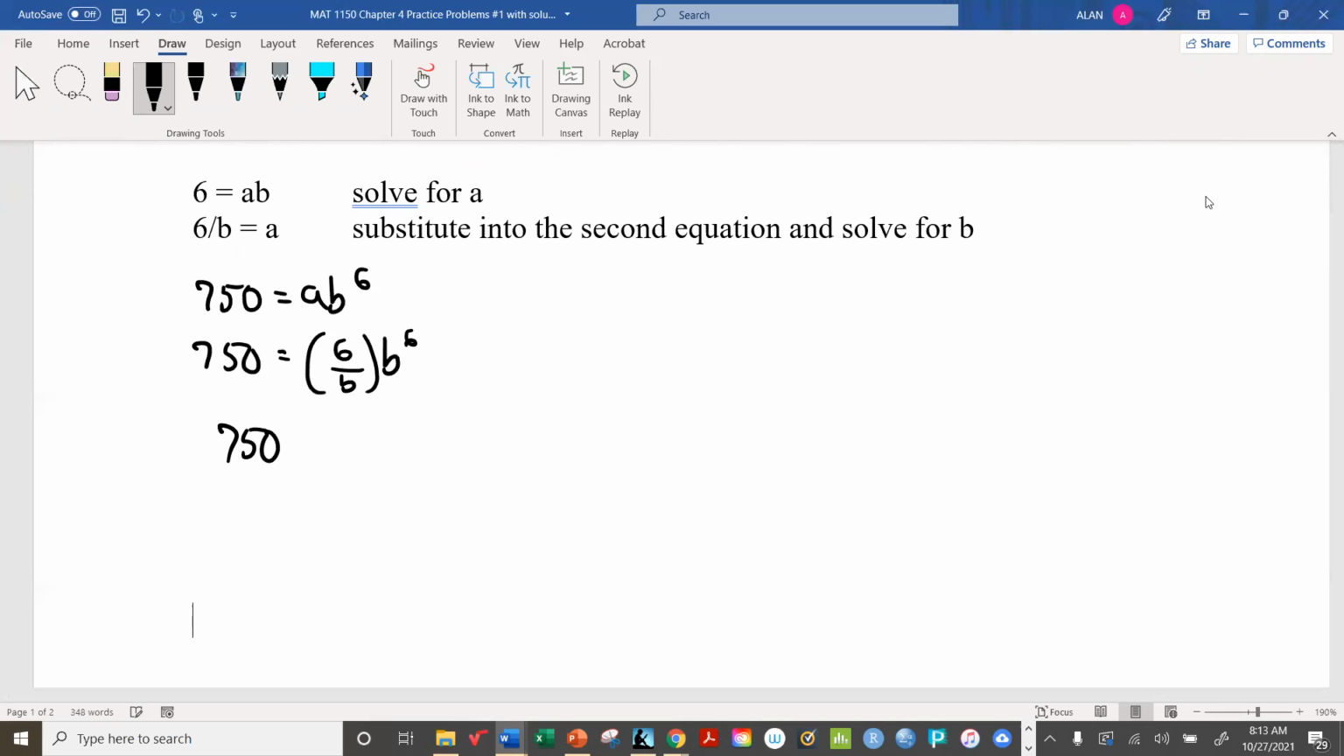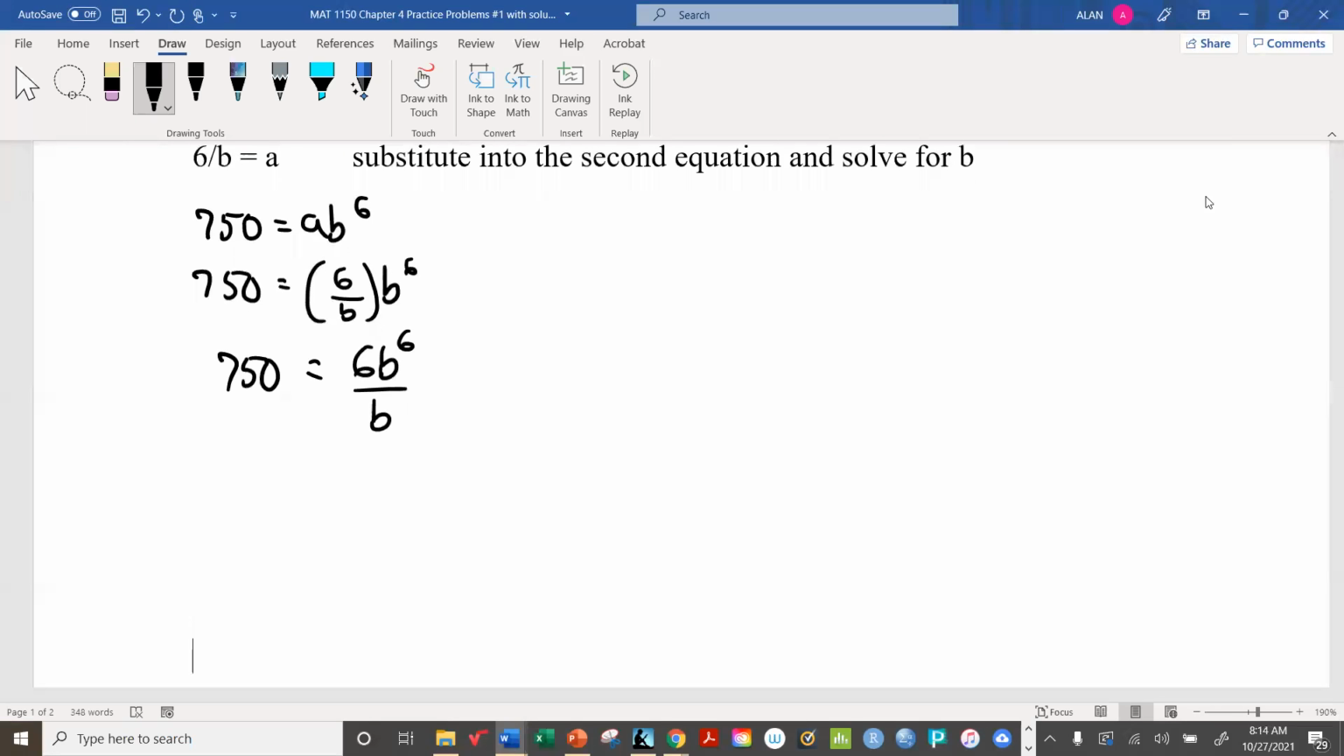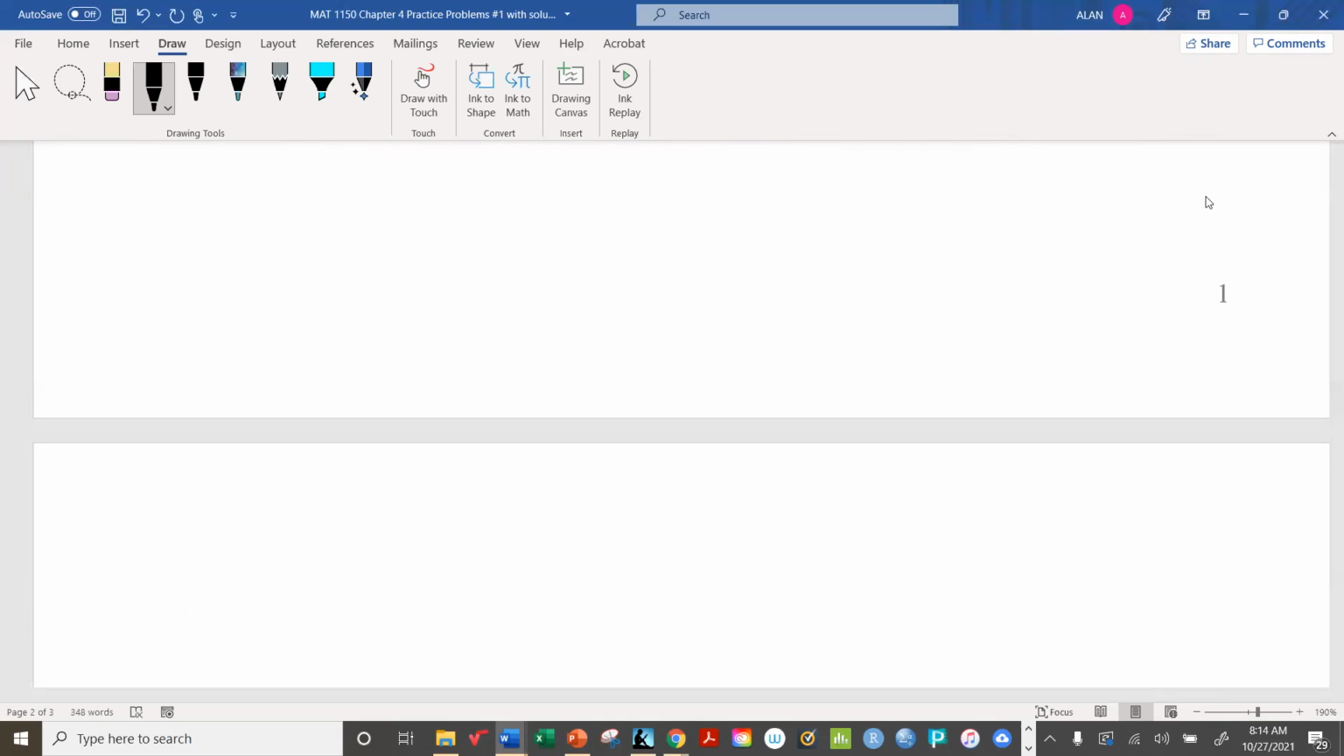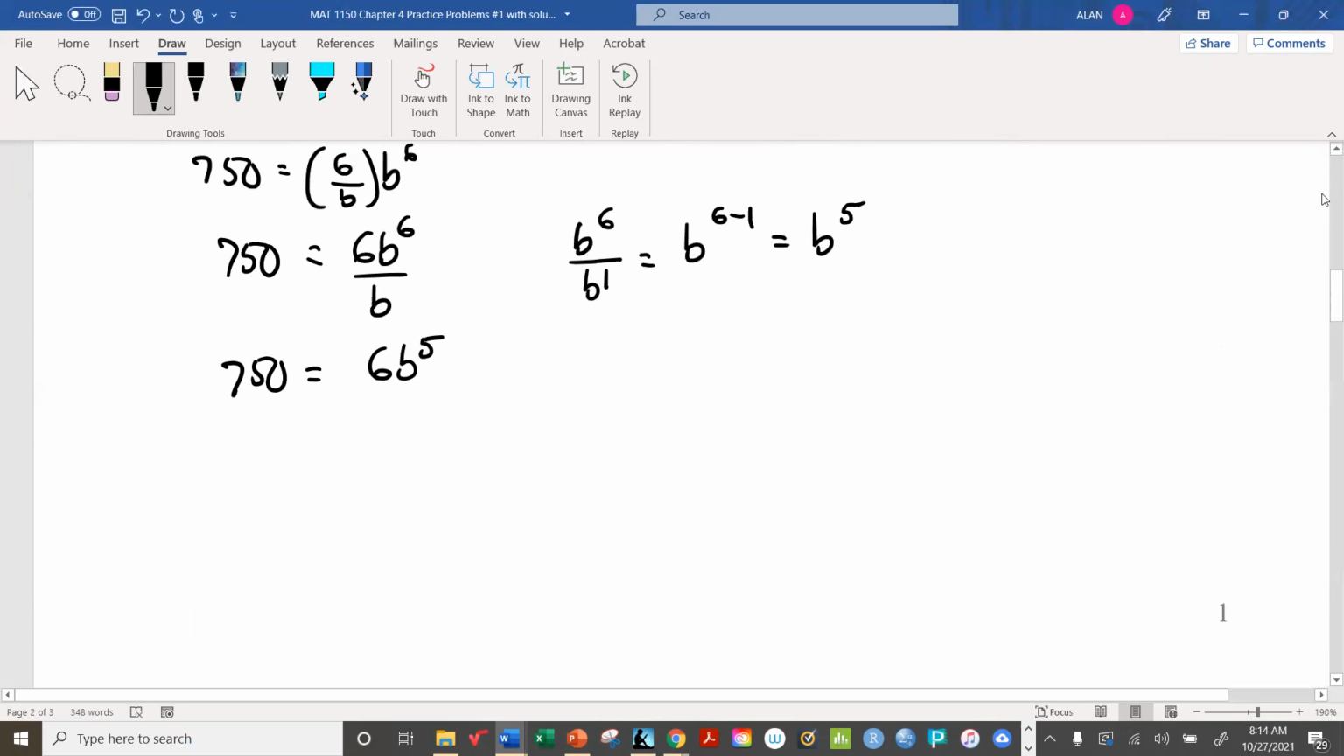Now, what I can do now is write this as 6b to the 6th divided by b. Now, of course, b to the 6th divided by b to the 1st is the same as b to the 6th minus 1, or b to the 5th. All right, well then now, of course, we'll do some algebra on this. We'll divide out both sides by that 6.